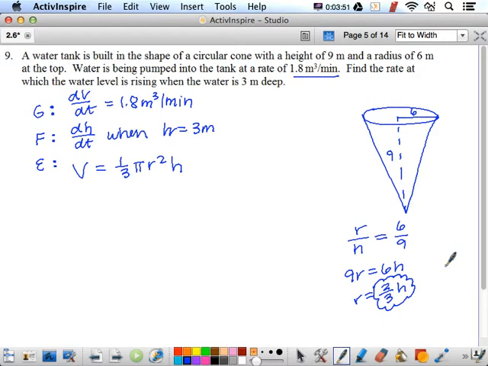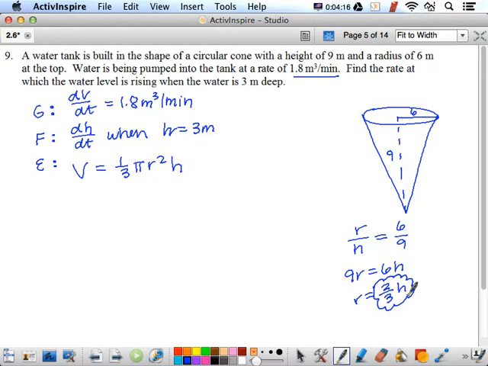At any moment in time, the radius is always going to be 2/3 of the height. You can avoid the product rule if you substitute what the radius is before you take the derivative. So you just rewrite the radius in terms of the height, plug it in and clean it up, and you'll actually only have one variable over there on the right side, and you won't have to do the product rule.